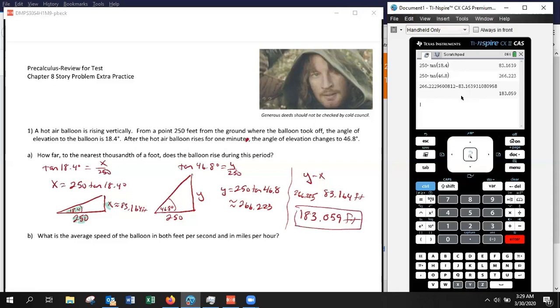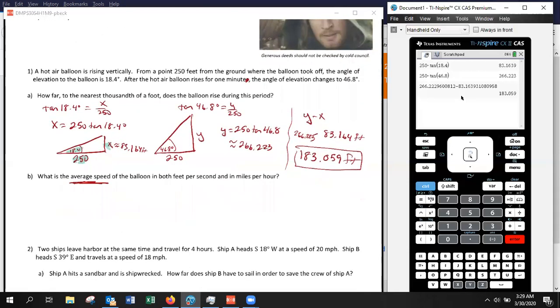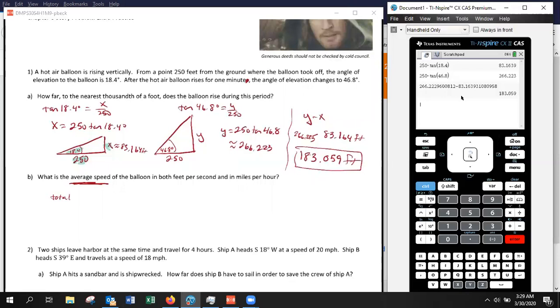Question number two, what is the average speed of the balloon both in feet per second and miles per hour? Average speed. So I need to take a look and remember what is average speed. Average speed is going to be the total distance divided by the total time. And the total distance is that 183.059 feet. And my total time, it was 1 minute, but I want feet per second. So that would be 60 seconds. So I will take my answer there and divide it by 60.